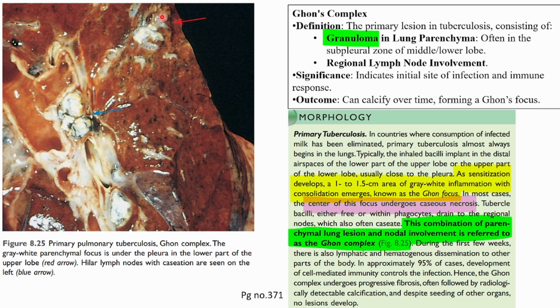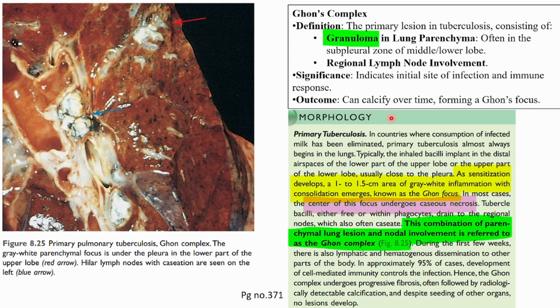So along with any Ghon's focus, if it is involved with the lymph node too, then this is called Ghon's complex. Only white caseation necrosis, a 1 to 2 centimeter white thing formed in the lung parenchyma, which has acid fast tuberculous bacilli, that is Ghon's focus. If it is accompanied with the lymph node, then that is called a complex. Complex is something more than 2, involved with something else.